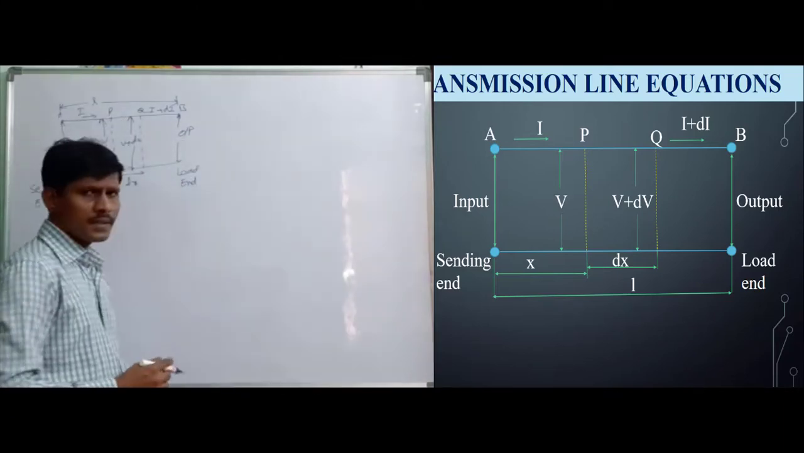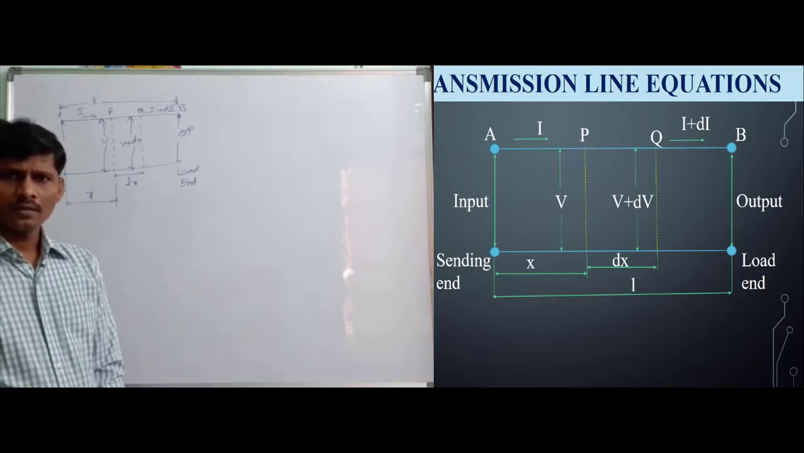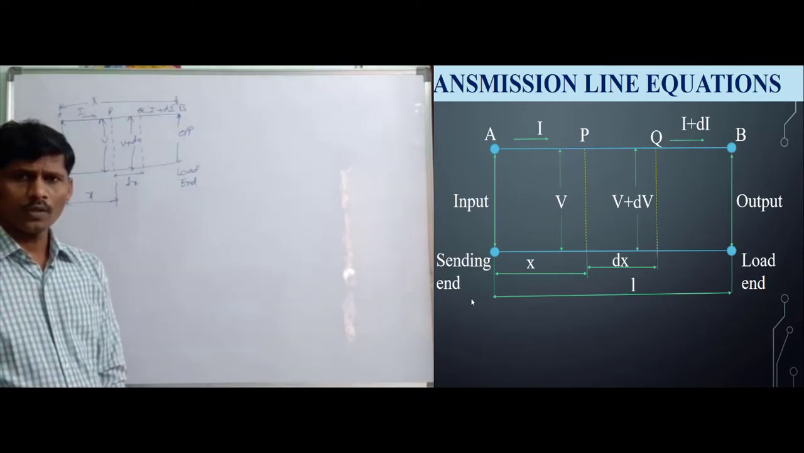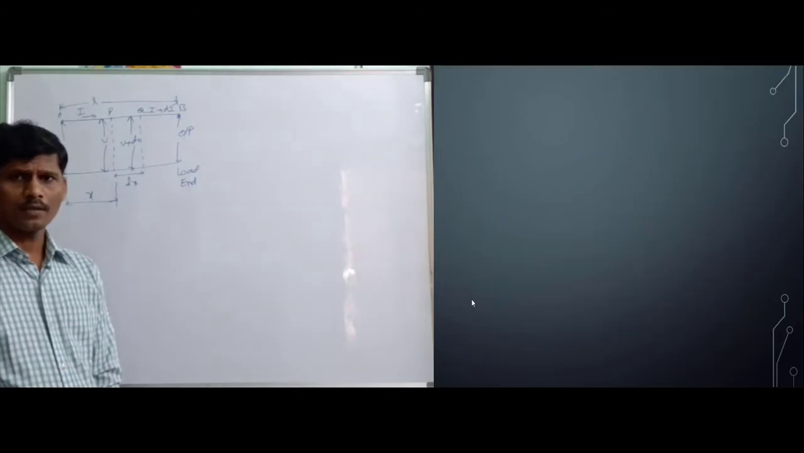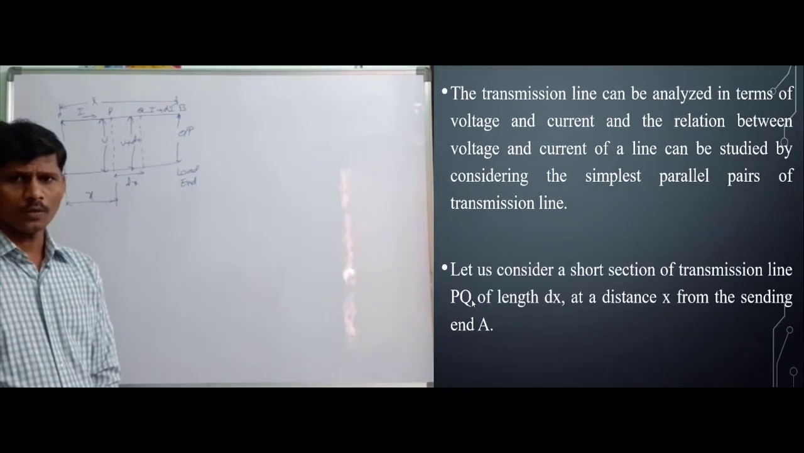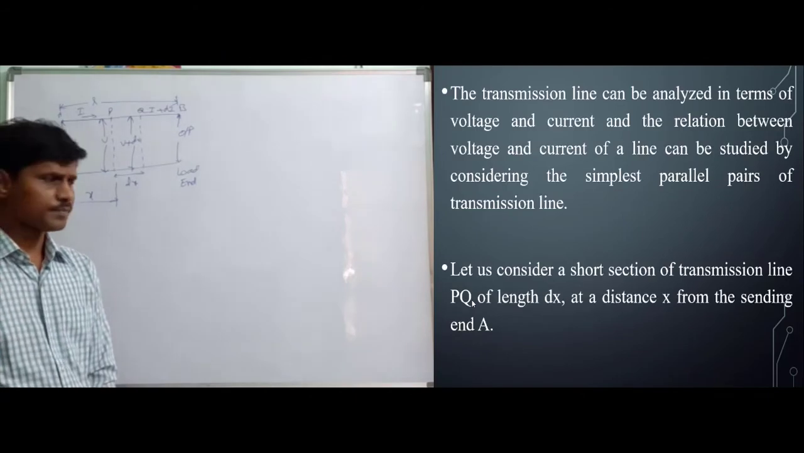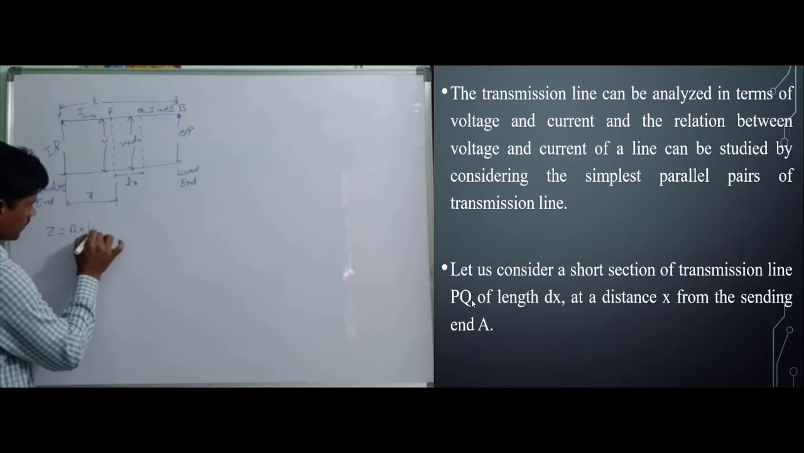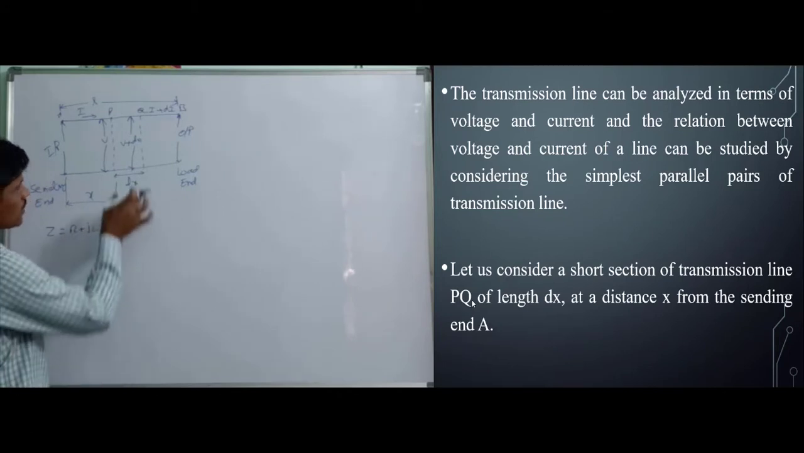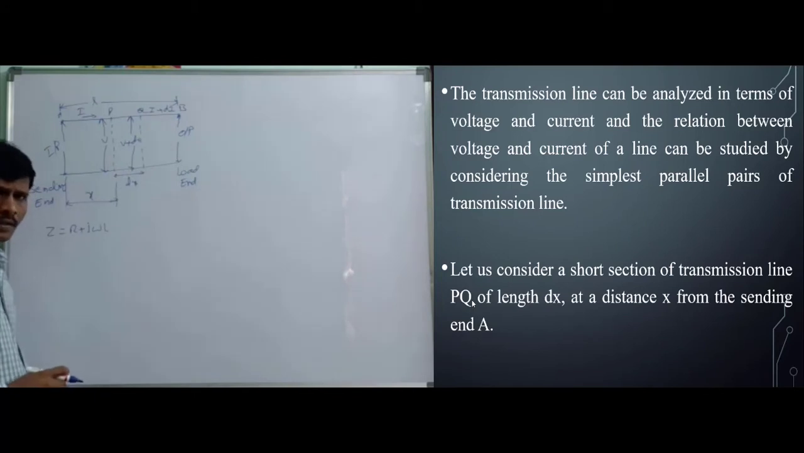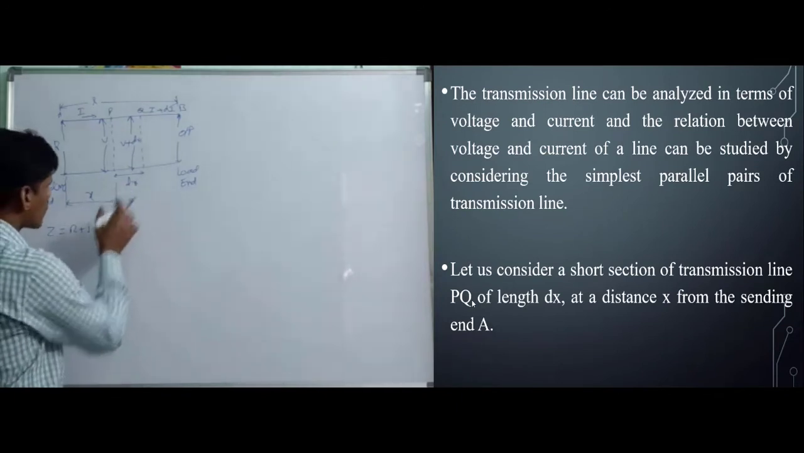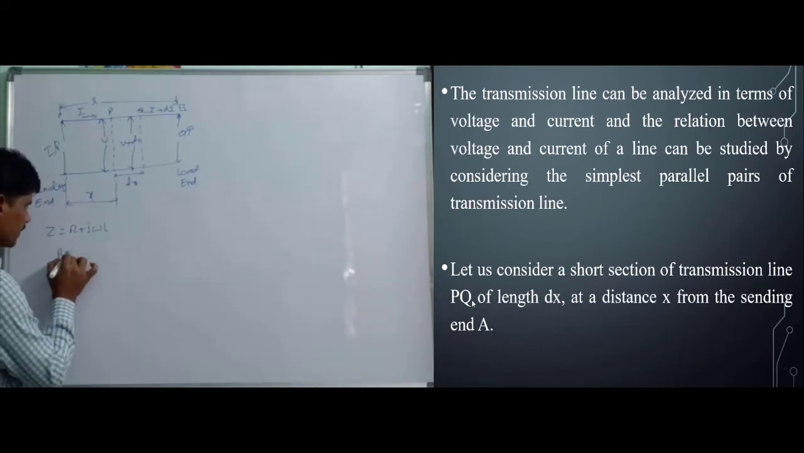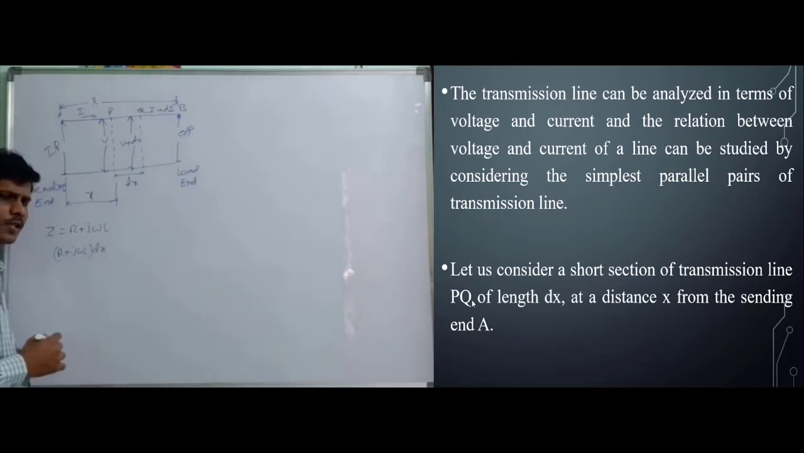And what is the series impedance? The series impedance Z is equal to R plus j omega L. And what is the length of the short section of the transmission line? It is dx. So the series impedance of the short section is R plus j omega L into dx. What is the shunt admittance?